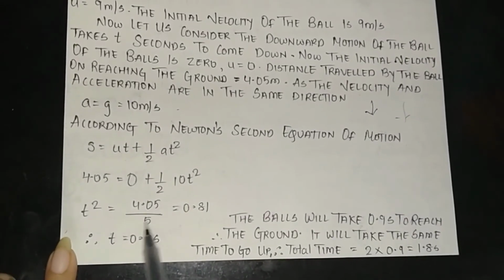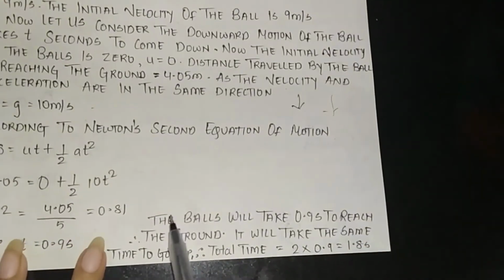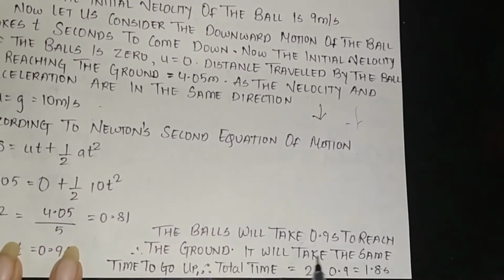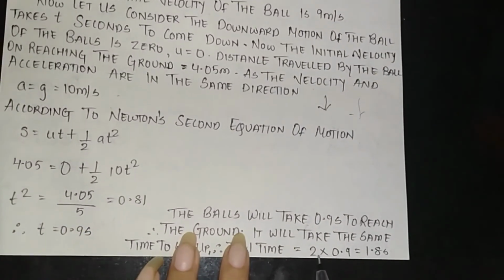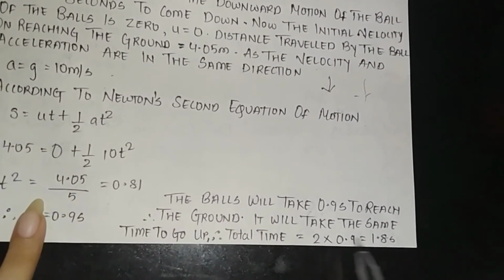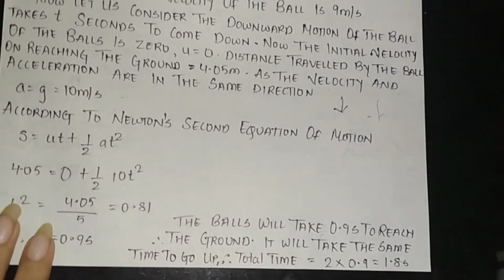By taking the simple square root, we can write t is equal to 0.9. Now the ball will take 0.9 second to reach the ground. It will take the same time to go up. The total time is equal to 2 into 0.9 is equal to 1.8 second. Means by calculating 2 into 0.9, we get 1.8 second.